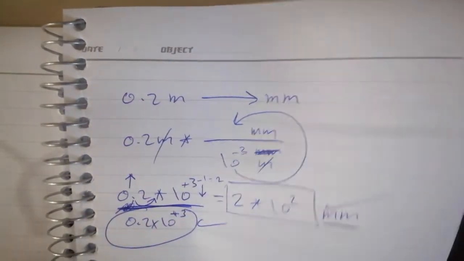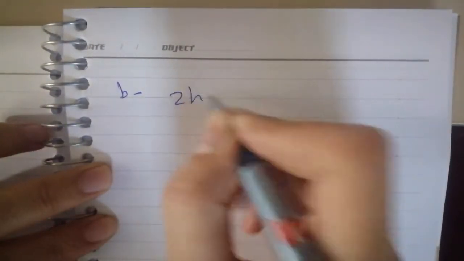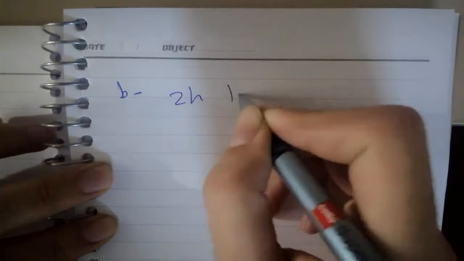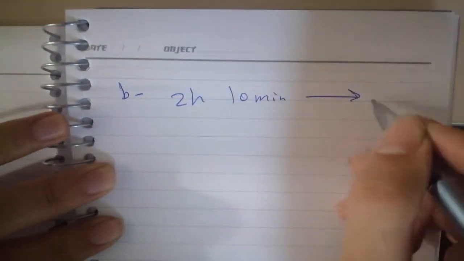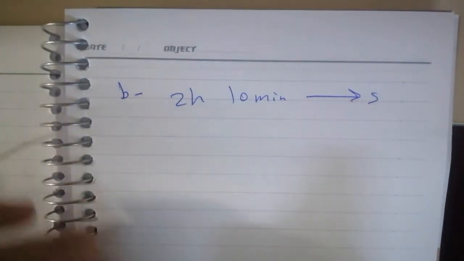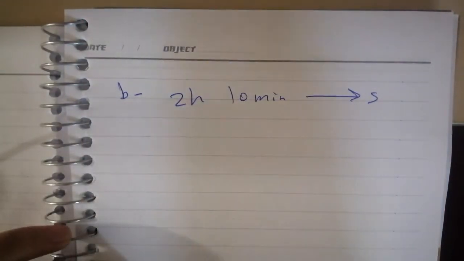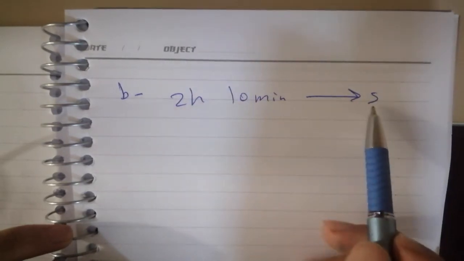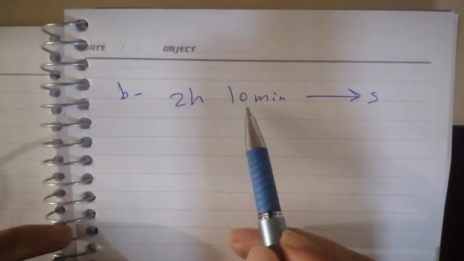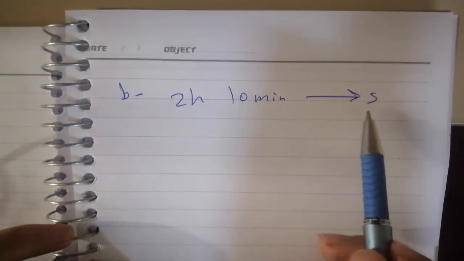All right, so let's go to B on question 11. B says 2 hours 10 minutes expressed in seconds. Now this one is probably a bit challenging for you. 2 hours and 10 minutes, change it to seconds. So how are we going to do that? In order to change it to seconds, first you have to change those to minutes, and then change it to seconds.